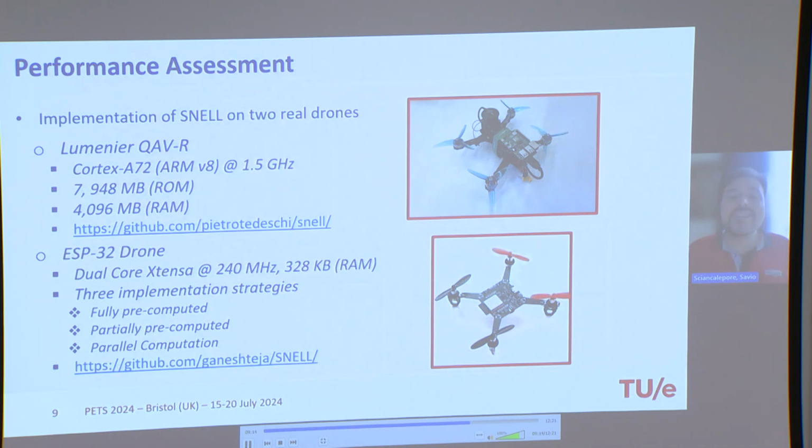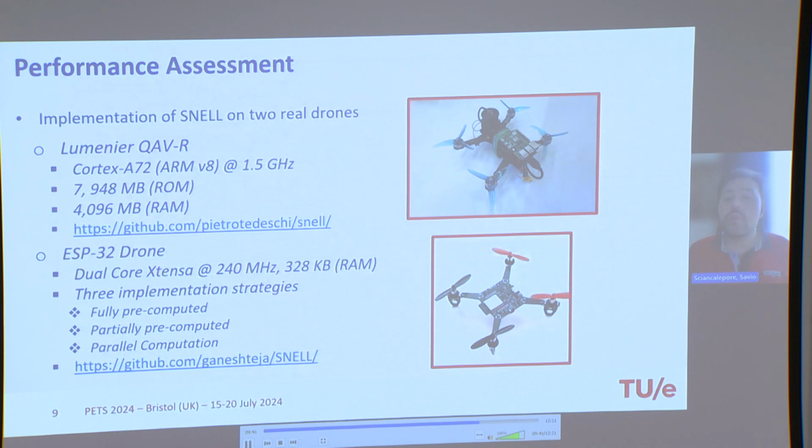The second one is a very constrained drone, an ESP32 drone that, as a core, is using the ESP32 microprocessor. The most interesting feature of this microprocessor is the ability to run two separate processors at the same time. For that, we developed three different implementation strategies: fully precomputed, partially precomputed, and parallel computation.